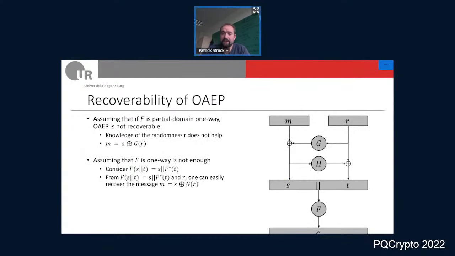On the other hand, it also turns out that this partial domain one-wayness is crucial. Just assuming that from C, it's hard to recover both S and T is not sufficient. You can think of a construction where it's easy to recover S, but it's hard to recover T. And then if you know S, and from R you compute G of R, then you can easily recover the message M. Okay, so far so good.